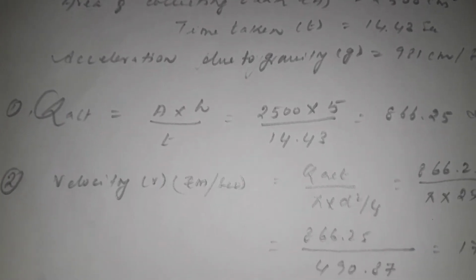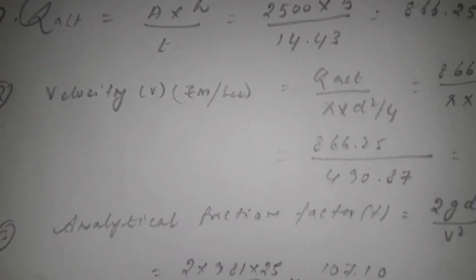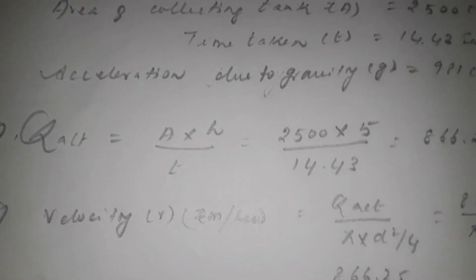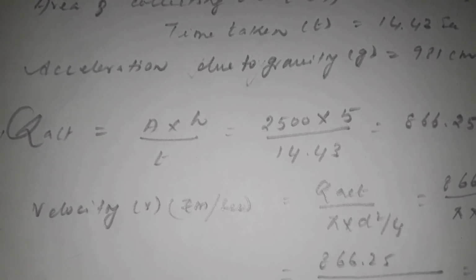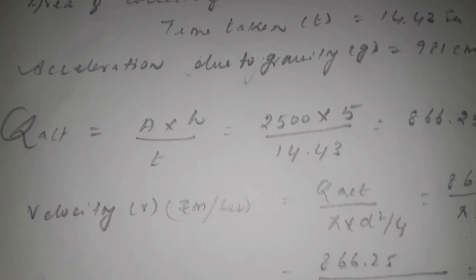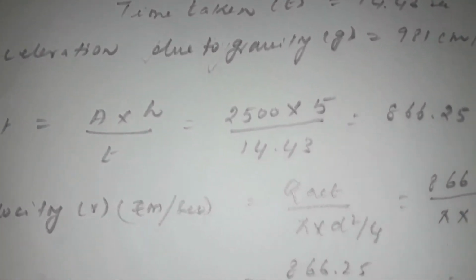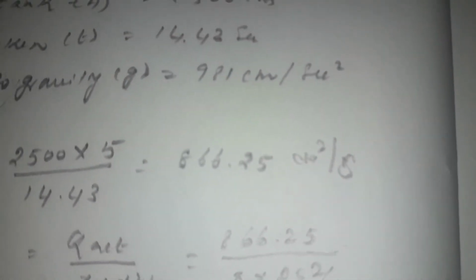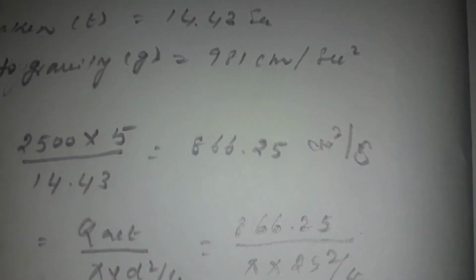Afterwards, we can calculate actual discharge and velocity and analytical friction factor. The first one is actual discharge. The formula is A into h divided by T. Already all the values are available. You can directly substitute in this formula. Area 2500 and h 5 centimeter and time for first reading 14.43. The final value is 866.25 centimeter cube per second.